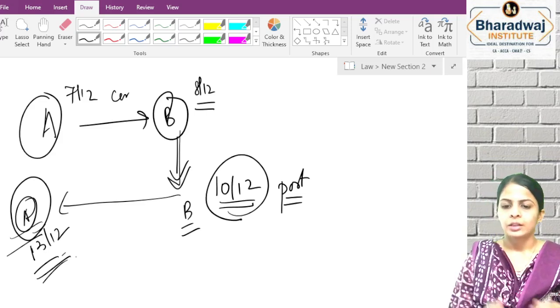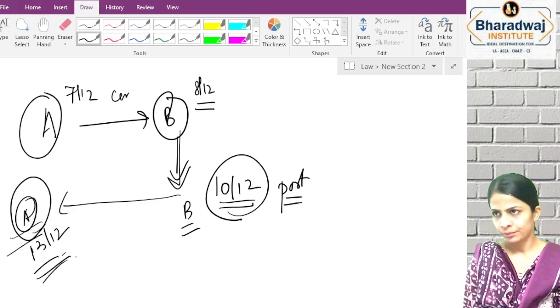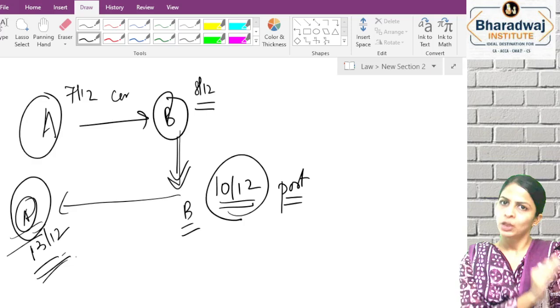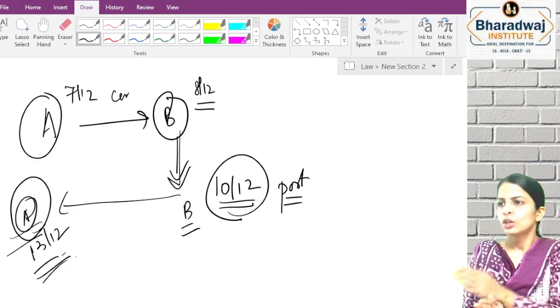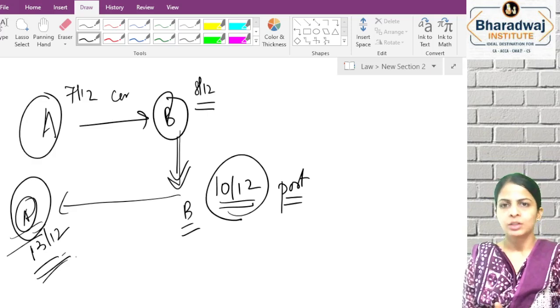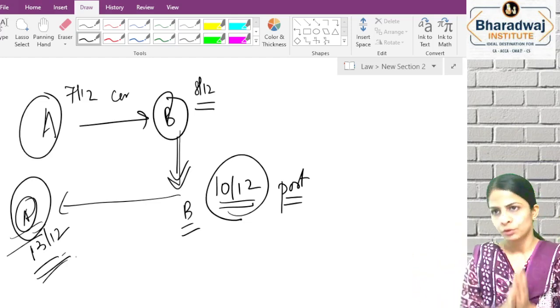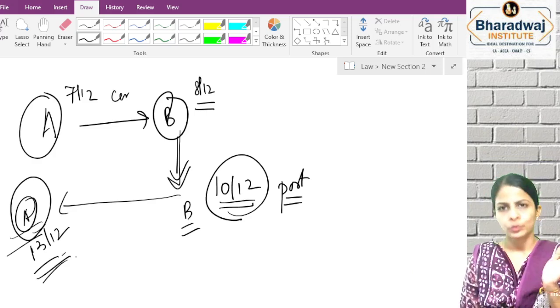Yes. In this example, A is making an offer on 7th December. Clear? He writes a letter and posts it to B. It reaches B on 8th and he reads the letter on 8th itself. See, offer is being communicated because it comes to the knowledge of the offeree. When you got to know, that means you understood the terms of the offer. Now your option is whether to accept it or not to accept it.